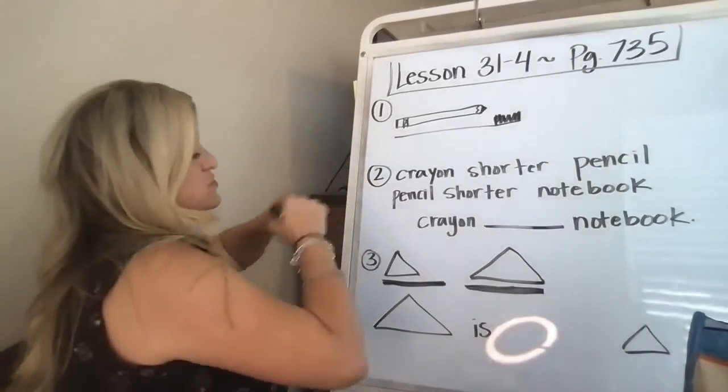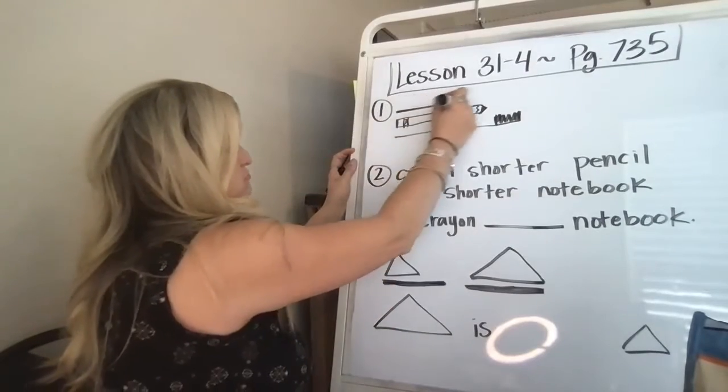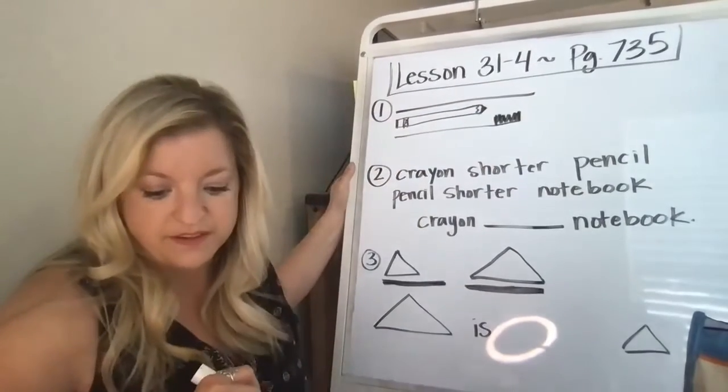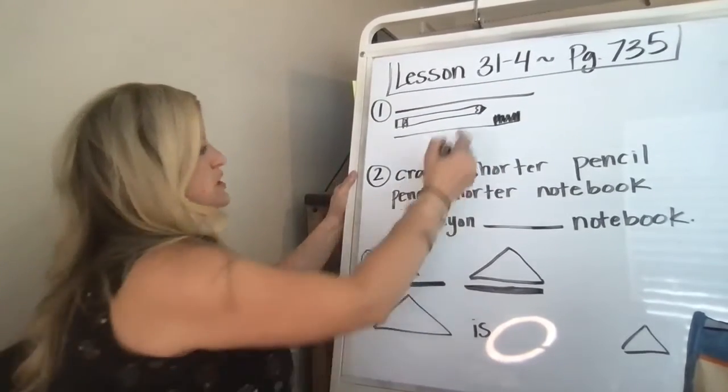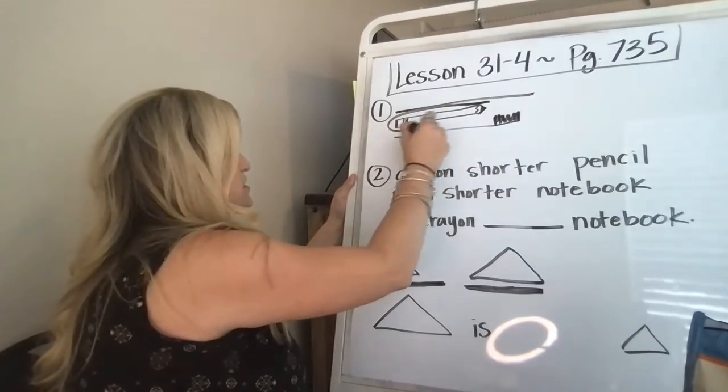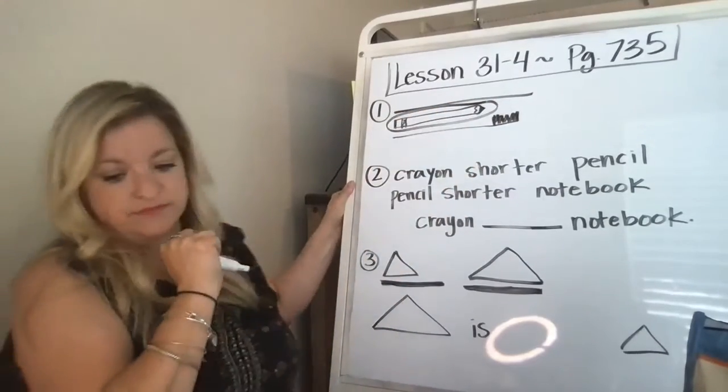Number 1 says draw a line that is longer than the pencil. So your pencil is this, so it just has to be longer than the pencil. Done. Circle the shortest object. The shortest object is the pencil.